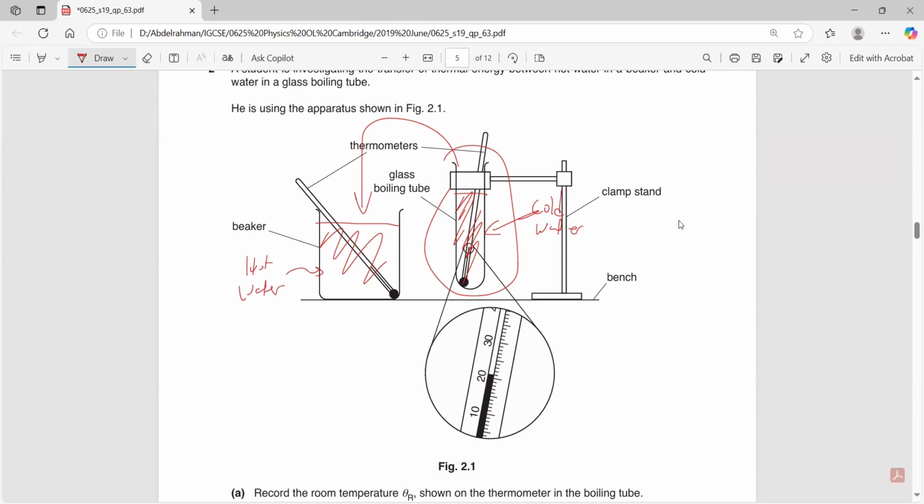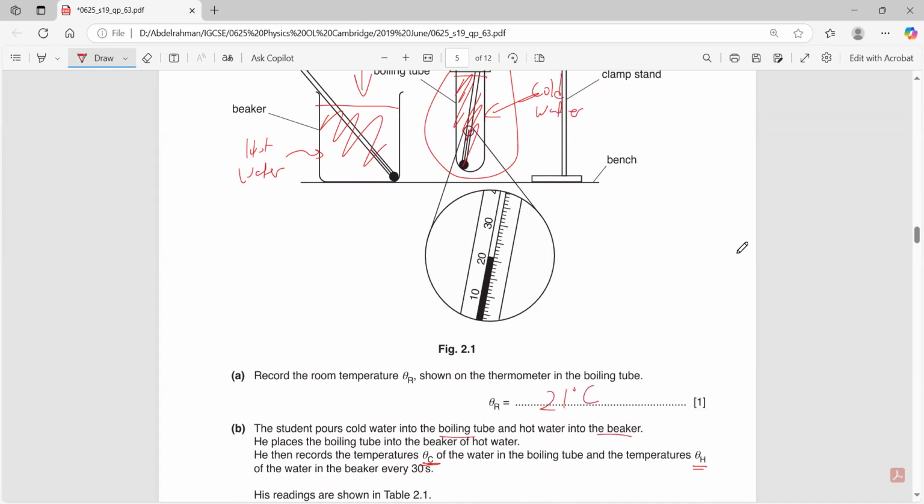If you place cold water inside hot water, the temperature of the cold water will start to increase, and the temperature of the hot water will start to decrease, until they reach equilibrium after some time. I just want you to think about what's happening in the experiment.